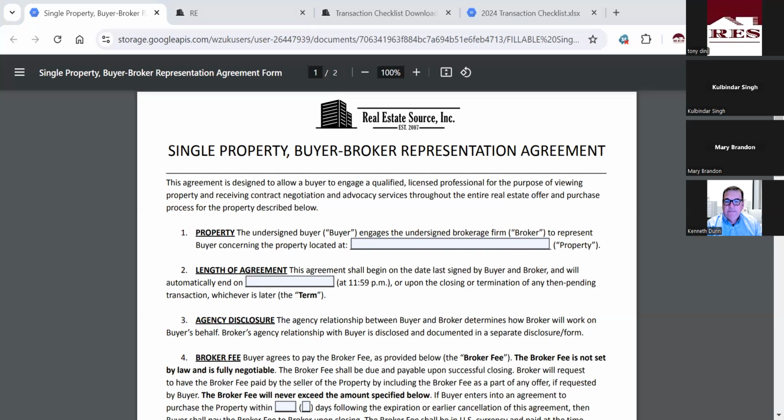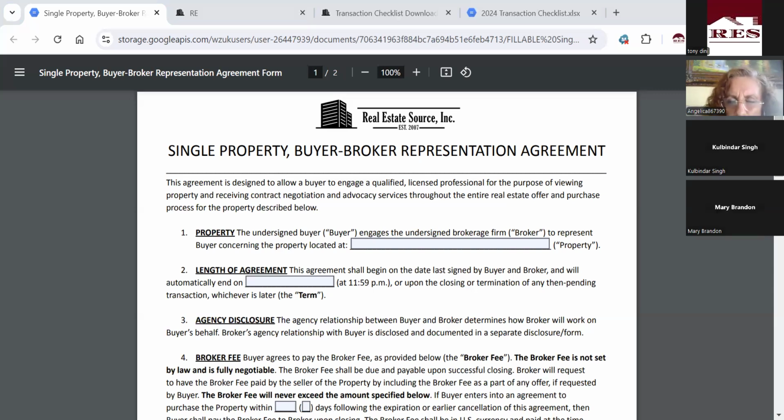I do have a question. Which forms do you say not to pre-fill for them? Let the clients fill them out themselves. Which forms, Tony? The buyer representation compensation agreement.